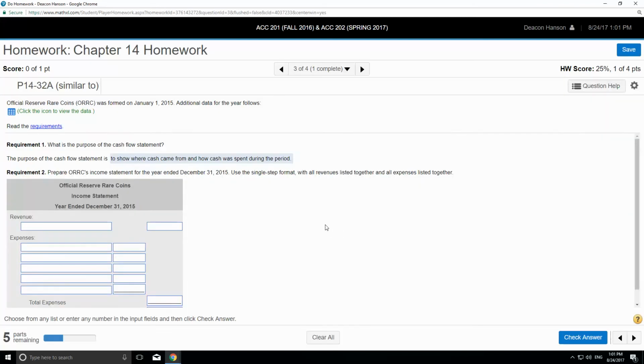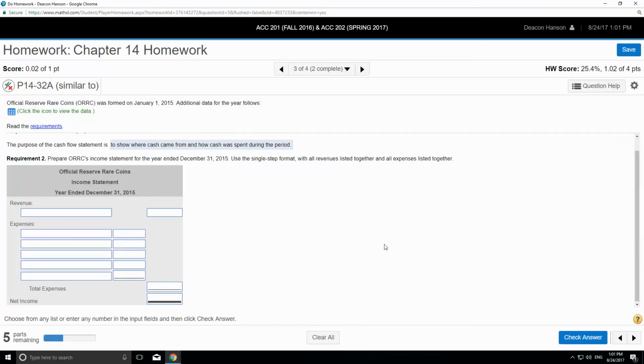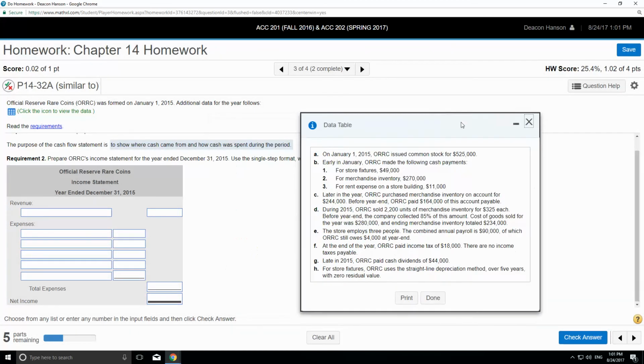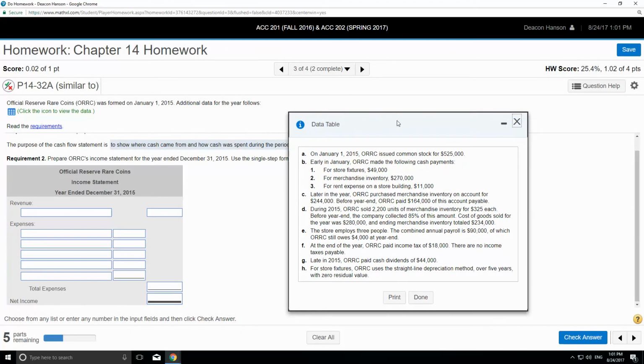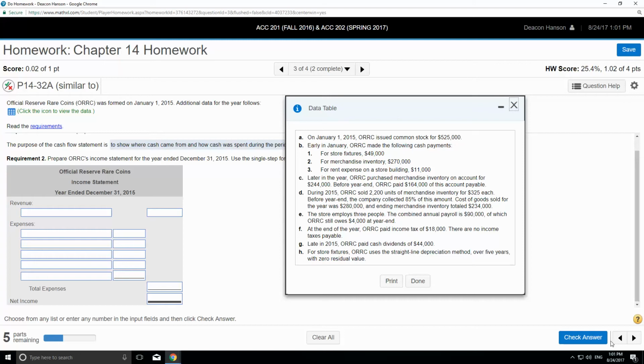We got a nice work on that. So we're supposed to take the data here and figure out what the income statement would be, okay? So we got a bunch of data, and it's not really straightforward stuff. You kind of have to do a little bit of thinking on these.